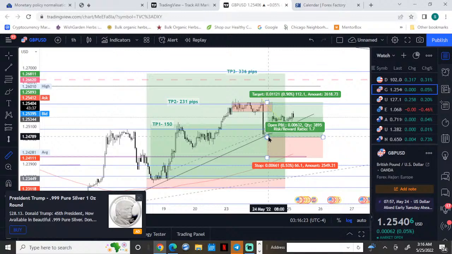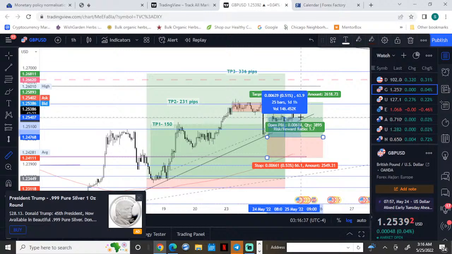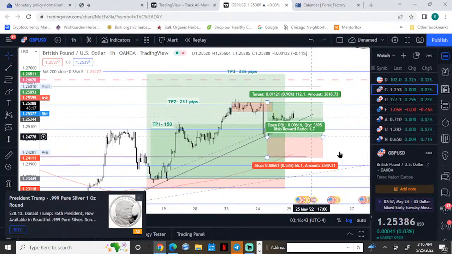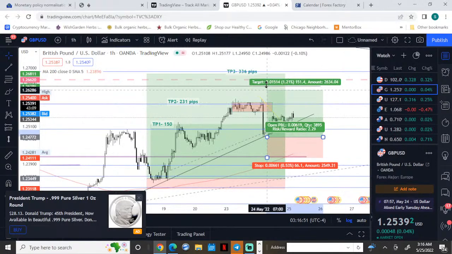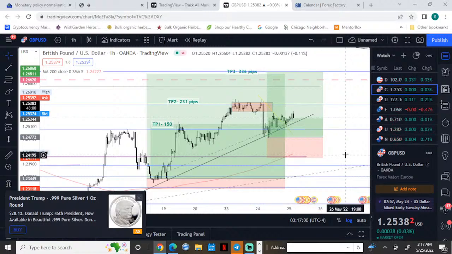And currently up, well, it was 78 pips. Prices retraced. Currently up 63 pips. My stop loss is at entry. But I am going to hold to TP3, if it doesn't come down and take me out.